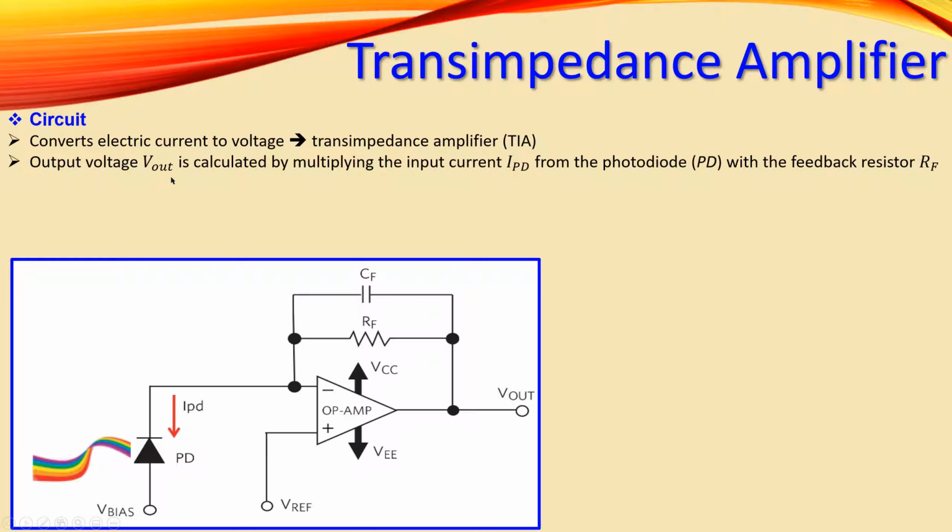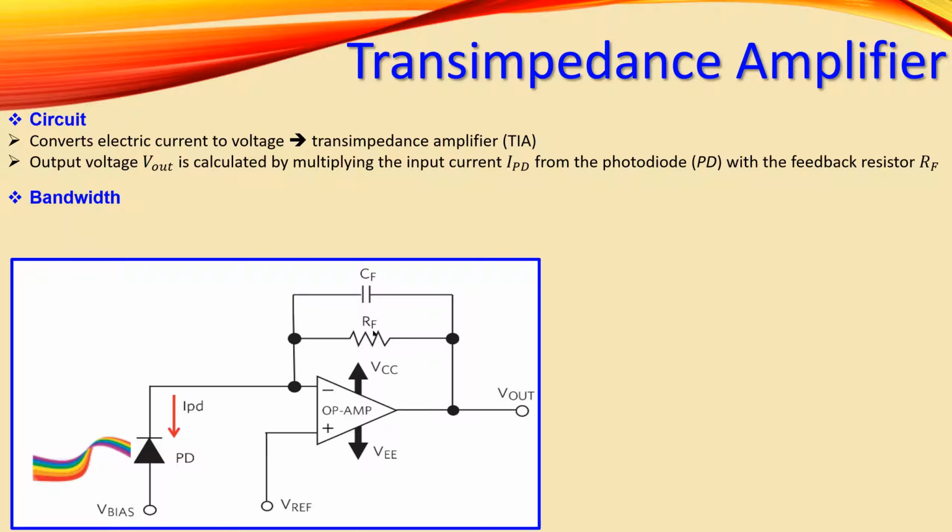Now the output voltage is calculated by multiplying the input current from the photodiode with the feedback resistor. Of course, the capacitor will also have some effect, and it will also have some frequency dependency, but if you look only at DC operation, then RF, the feedback resistor, will be the determining part for your gain, and that is the transimpedance gain.